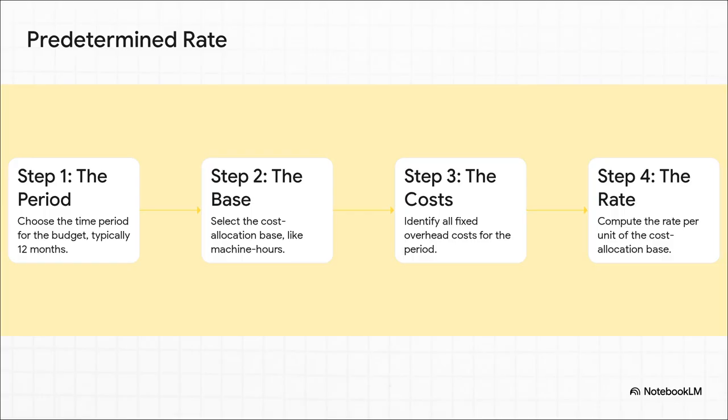And getting this benchmark is just a quick 4-step process. First, you pick your time period, usually a year. Second, you pick your allocation base, like how are you going to spread these costs, maybe per machine hour. Third, you add up all your budgeted fixed costs, all the rent, the insurance, the salaries. And finally, you just do the math to get your rate.